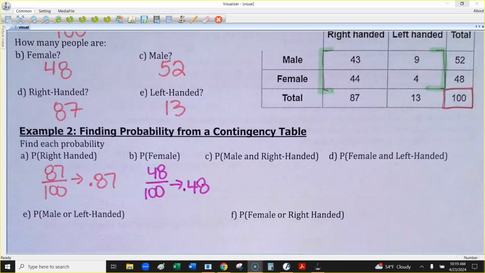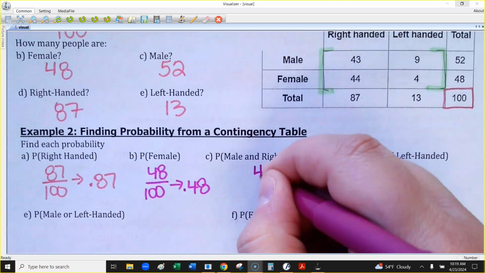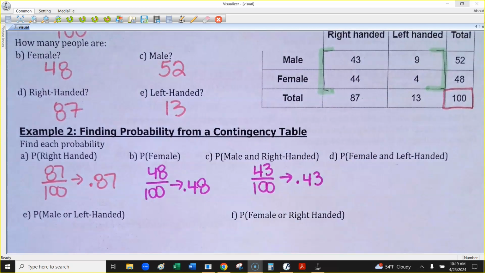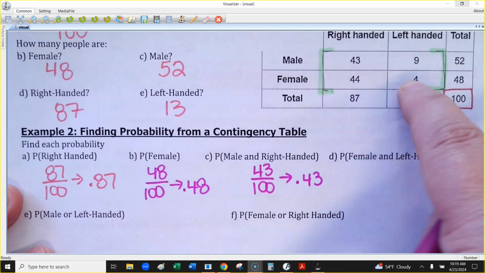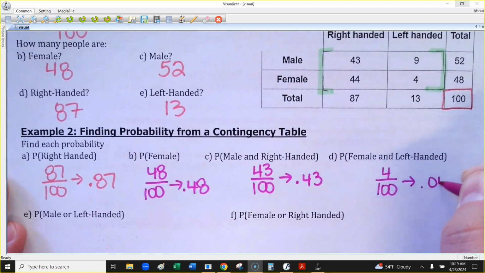Okay, now, what is the probability, this is a little trickier, that they are male and they are right-handed? Ty, what do you think? Exactly. So that 43, that's male and right-handed, all in that category right there for you. You're just going to pick it out, 43 out of 100, and 0.43 is the decimal there. What's the probability we would randomly select somebody from here who is female and left-handed? There's only 4, so female and left-handed is right there. 4 out of the total 100. So this would be 0.04 as a decimal.